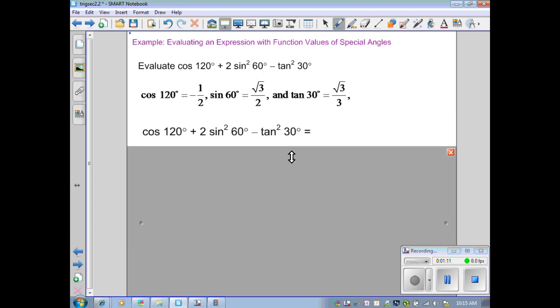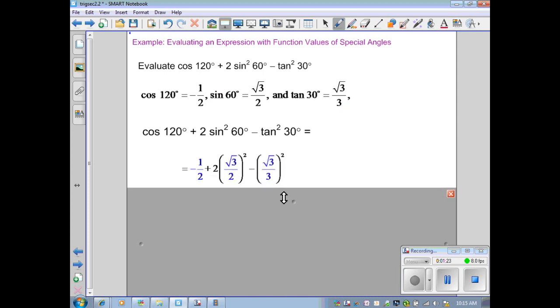Now all I need to do is take our expression and substitute in those values. When I do that, it'll look something like this. Cosine of 120 is negative 1/2. Sine squared of 60 is the square root of 3 over 2, squared, with a 2 out front multiplying it. Tan of 30 degrees is the square root of 3 over 3, and it's squared.